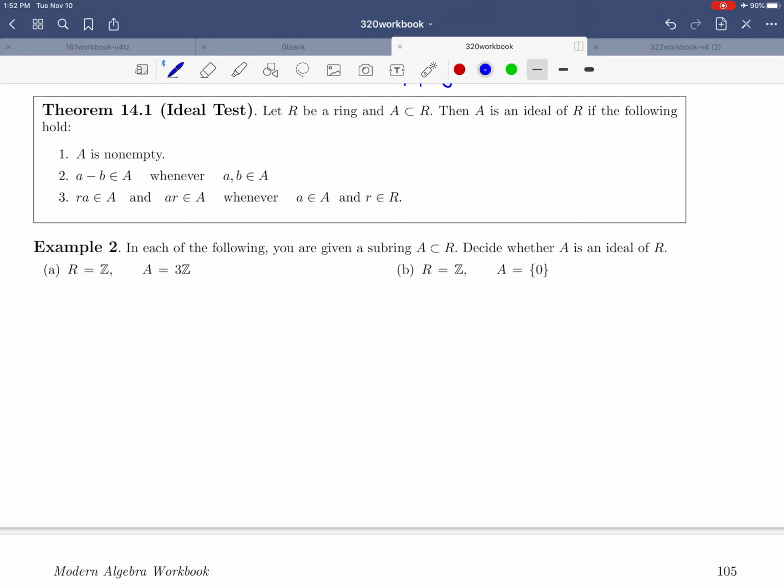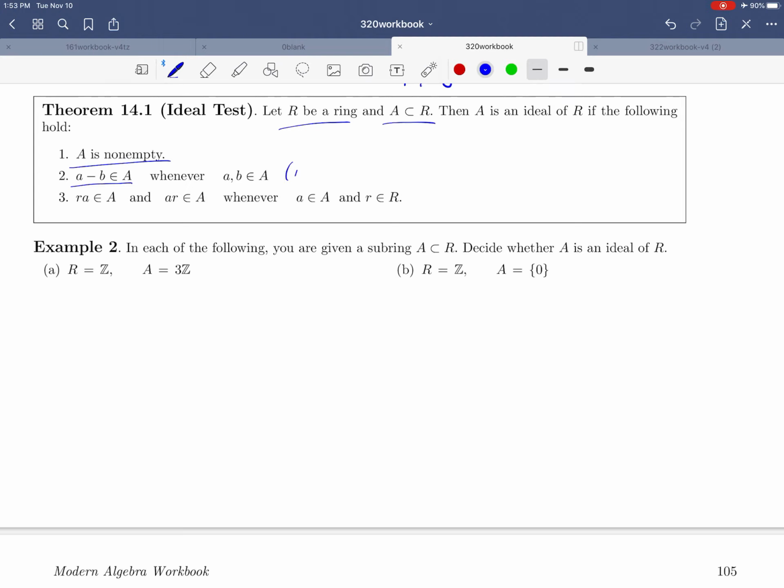It tells us what we need to do to show that a subset of a ring is an ideal. So let R be a ring and A be just a subset of R. Then A is an ideal of R if all of the following hold. It has to be non-empty, just like with all the other ones. And then for addition, we basically have the one-step subgroup test: A minus B has to be in A whenever A and B are in A.